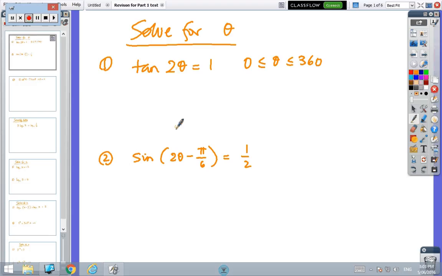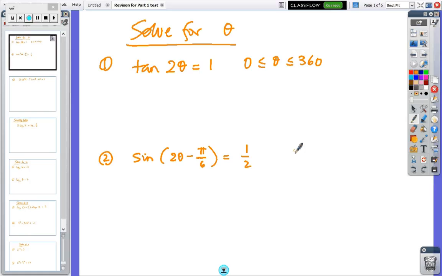Okay, so we're looking at a series of questions just to give you an idea of what we're going to be looking at. So we're going to pause, have a go at the first two, and when you're ready, come back live. Okay, so in the second one, I actually forgot to give you the domain. Okay, so hopefully you did something anyway.